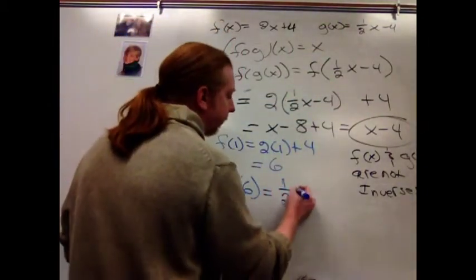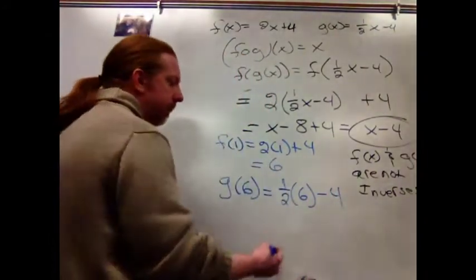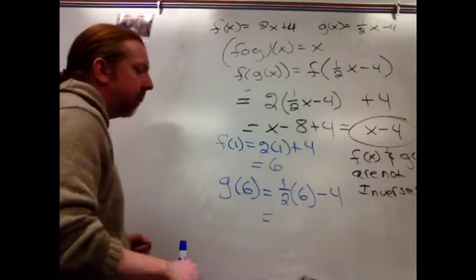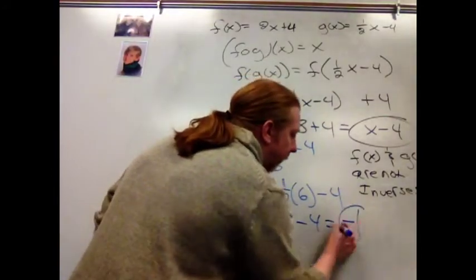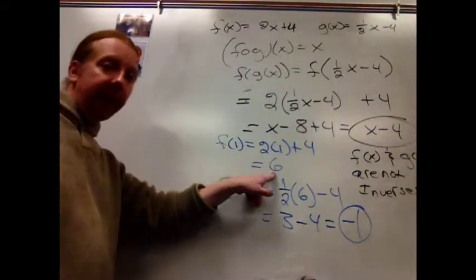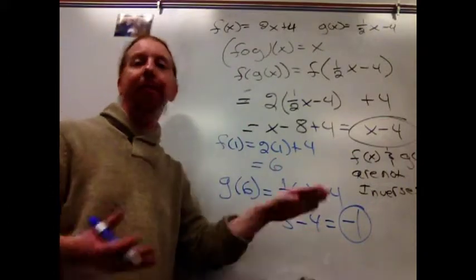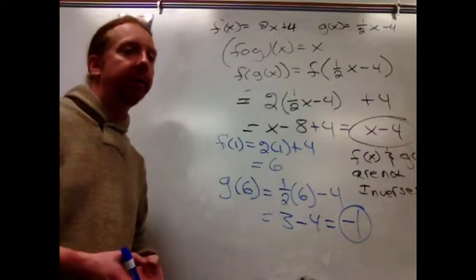So 1/2 times 6 minus 4 gives me 1/2 times 6 is 3. Minus 4 is negative 1. 1 went in, it got turned into a 6. 6 goes into the other function and gets turned into a negative 1. They don't match. Therefore, g cannot be the inverse.